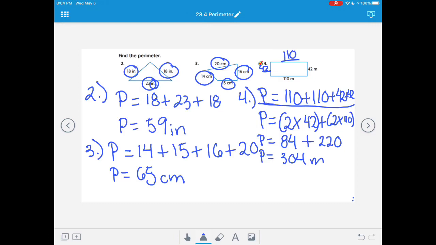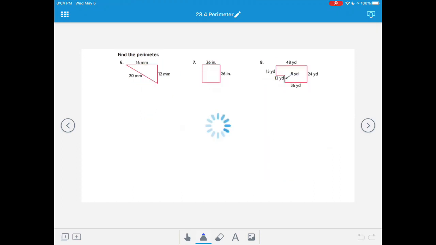Now, if I were to solve this problem using my original formula, where I just added up all the sides, I would find the same answer. So in my calculator, I'm going to type 110 plus 110 plus 42 plus 42, and I also get an answer of P equals 304 meters. So either way is okay. Whatever you are most comfortable with is fine.